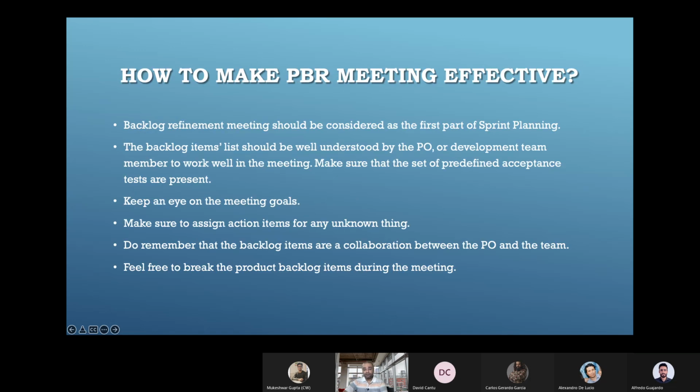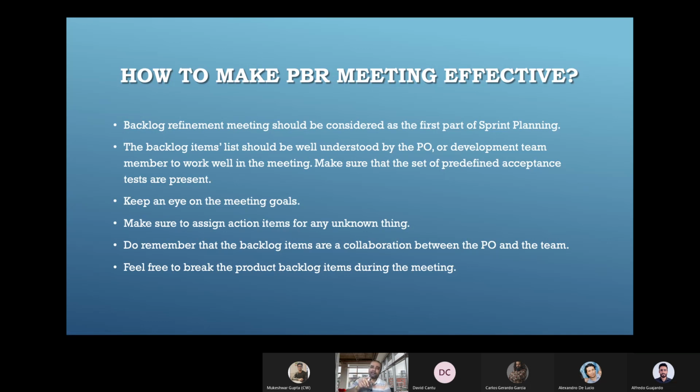But sometimes these meetings become very time consuming. Time consuming in the sense that discussions are happening, but we are not reaching any conclusion, and there are no action items. So to make this product backlog refinement meeting more effective, there are some things we can consider. We should consider this as the first part of sprint planning, which means, as I used to say, we are having sprint planning meeting 1 and sprint planning meeting 2.